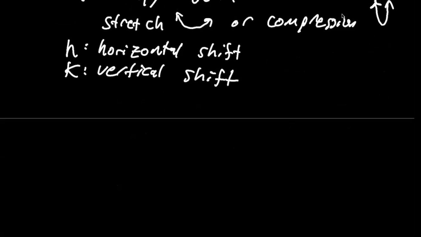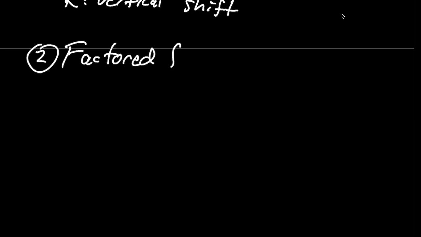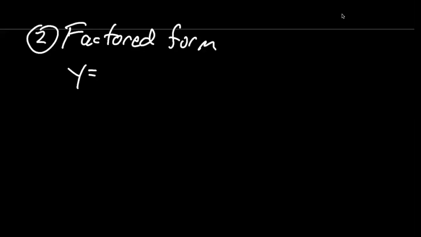Our second form is factored form. Factored form can look like y equals, we're going to have some a value in front. Sometimes it's just 1, so there's nothing in front. We're also going to have 2 different values inside, b and c in this case. So a times (x minus b) times (x minus c) for factored form.